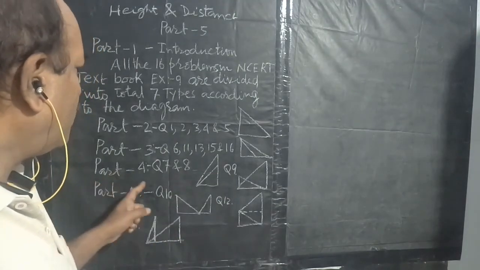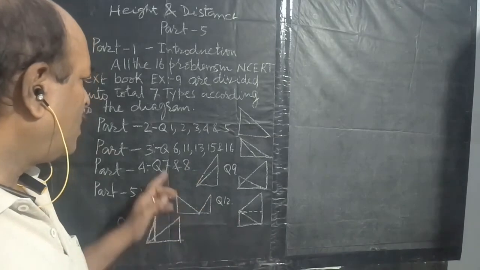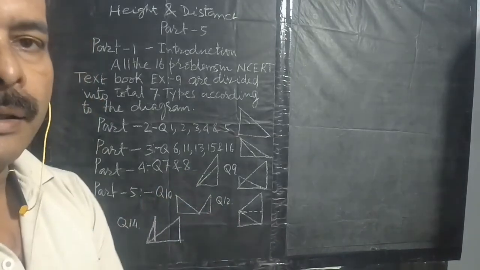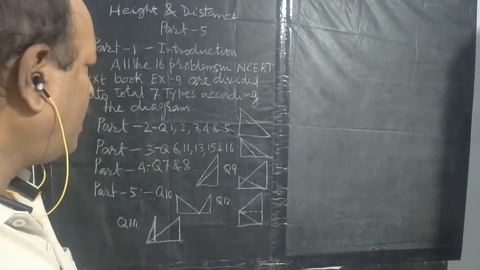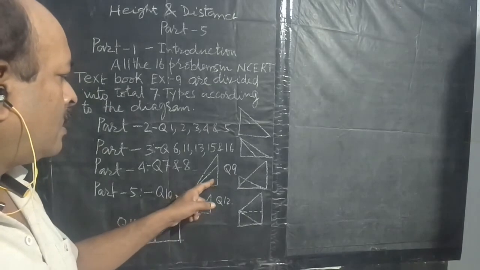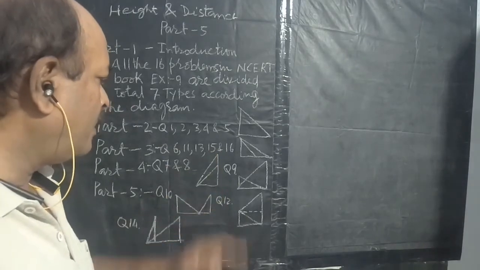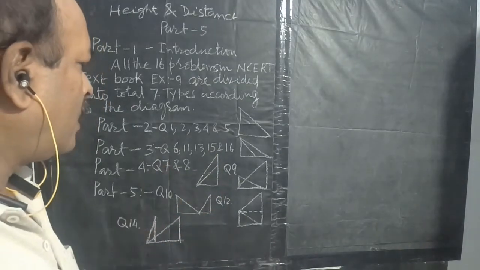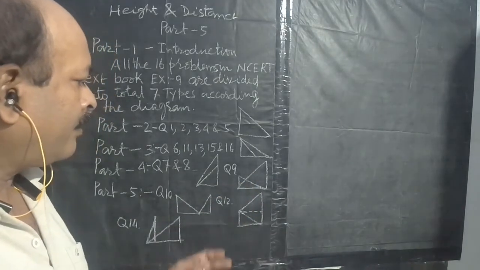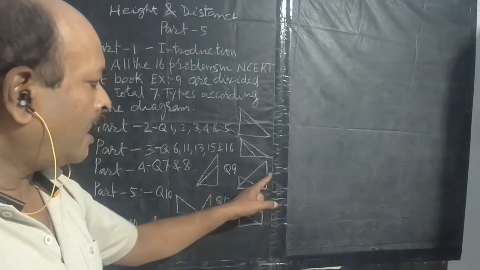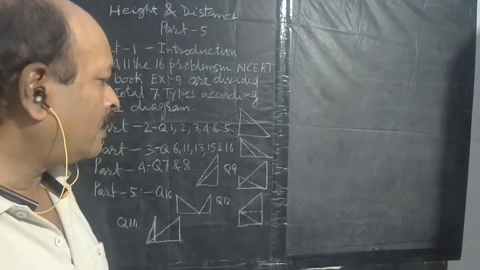In part 4, questions number 7, 8 and 9. Questions 7 and 8 are again the same type of problem, which I have taken as type 3. Type 3 is the combination of two right angle triangles on a vertical line. Question 9 is a combination of two right angle triangles where one height is smaller, another height is taller, and the horizontal line is the same.